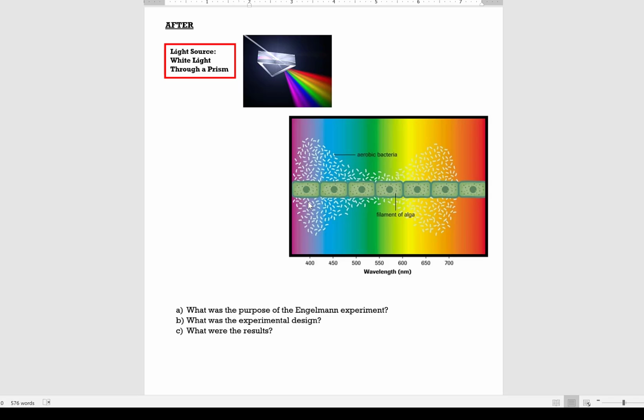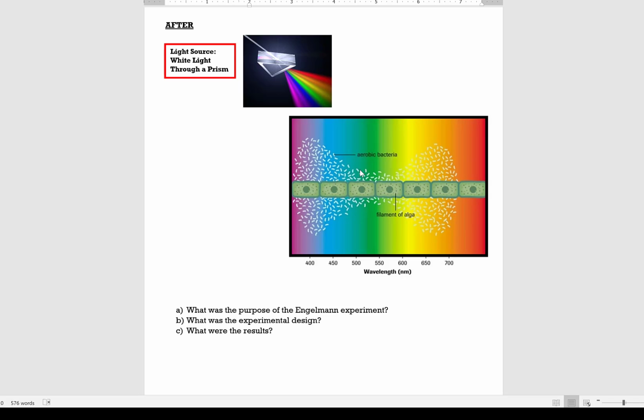He could have used something else. And then you do need to know that he used bacteria as a way to track where photosynthesis was occurring. And it is the production of oxygen and glucose that the bacteria will migrate towards. So he had to make sure he was using bacteria that needed oxygen, lived on oxygen, and lived on glucose.